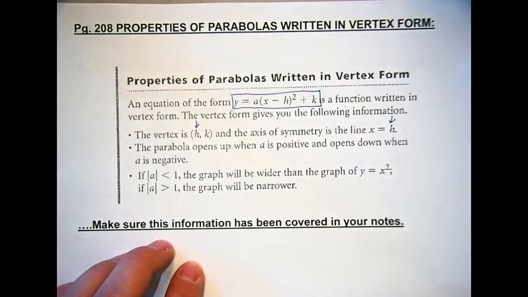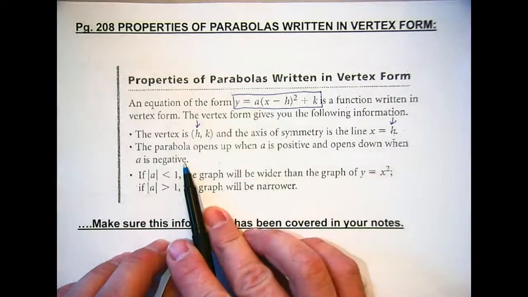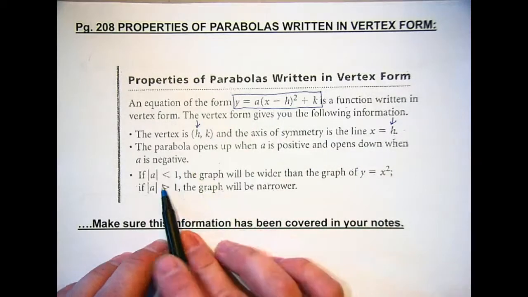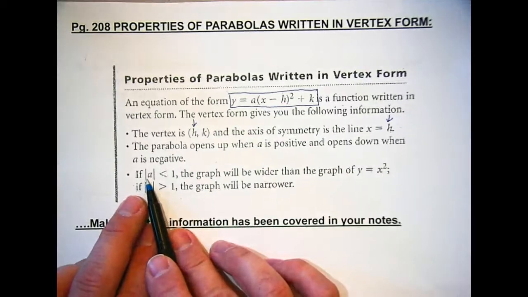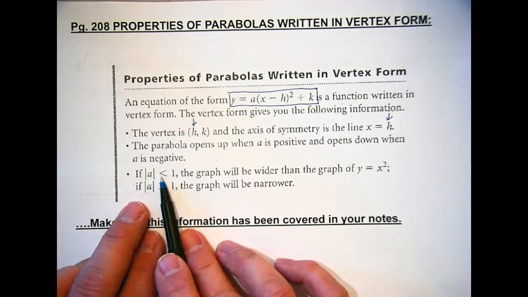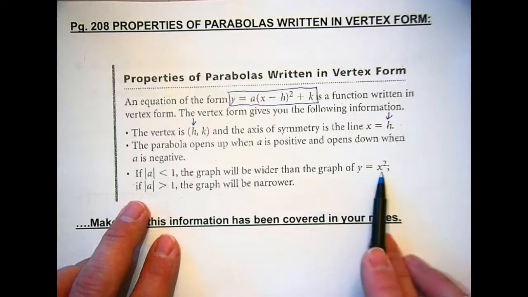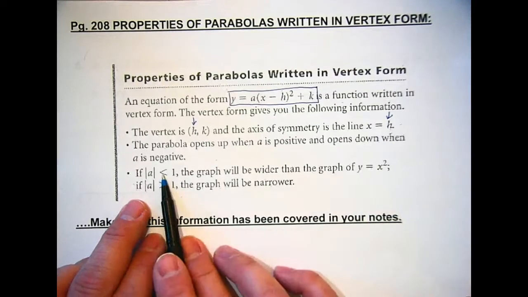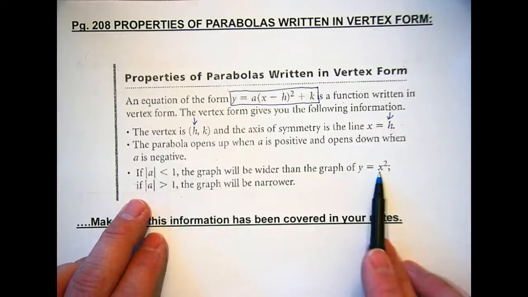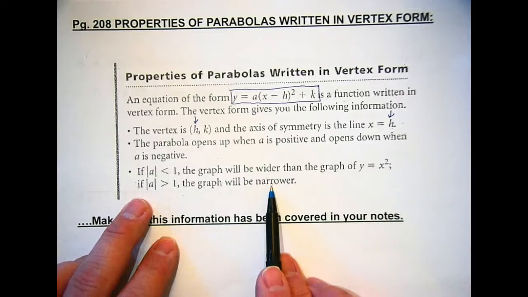The parabola opens up when a is positive, opens down when a is negative. We already talked about that today, right? And then this starts going absolute value. If the absolute value, what's absolute value mean? Yeah. Good. If the distance from 0 is less than 1, the graph will be wider than y equals x squared, which is our parent function. So in other words, if it's closer to 0, your graph's wide. If it's further from 0, your graph's narrow. If it's greater than 1, the further away from 0 it gets, the narrower it gets.